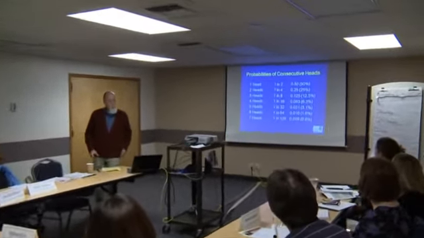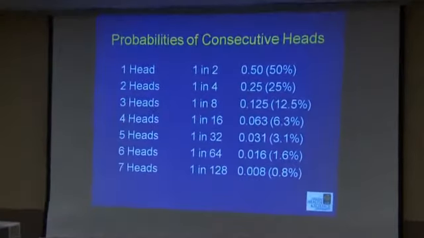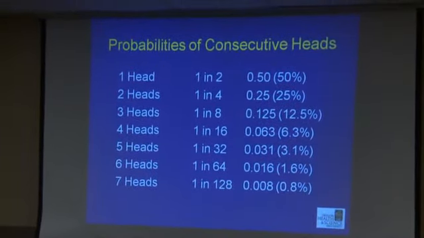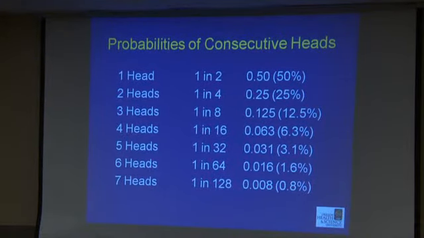These are the probabilities of getting consecutive heads when you toss a coin, assuming it's a fair coin. If you toss it one time, the probability of getting a head is 1 in 2. It's pretty obvious. It can either be heads or tails on one toss. Another way of representing that is a 50% probability, or 0.50, the way you would write dollars and cents. 50 cents is 50% of a dollar.